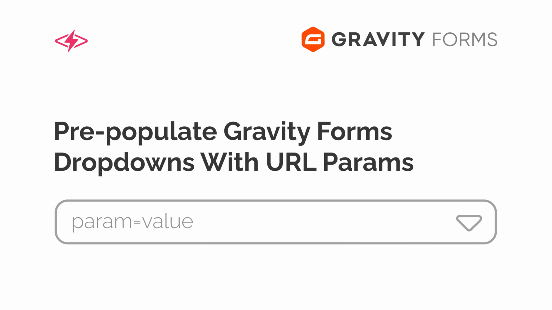Welcome. In today's tutorial, we're going to be concentrating on Gravity Forms with WordPress, or more specifically, pre-populating a drop-down menu with URL parameters. So why might this be useful?